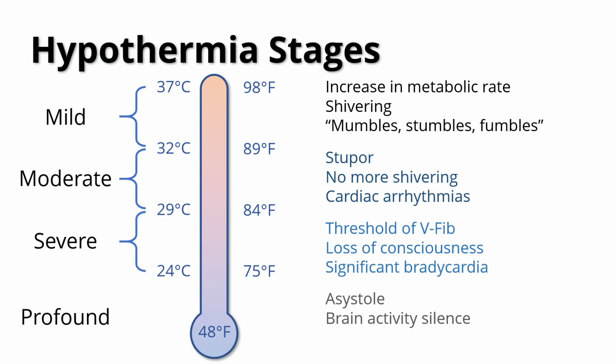So the stages of hypothermia are broadly categorized as mild, moderate, and severe. And then I've also added this profound hypothermia down here at the bottom, and we'll talk a little bit about that. So mild hypothermia, we know that 37 degrees centigrade, or about 98.6 degrees Fahrenheit, plus or minus a degree, is your normal oral temperature.